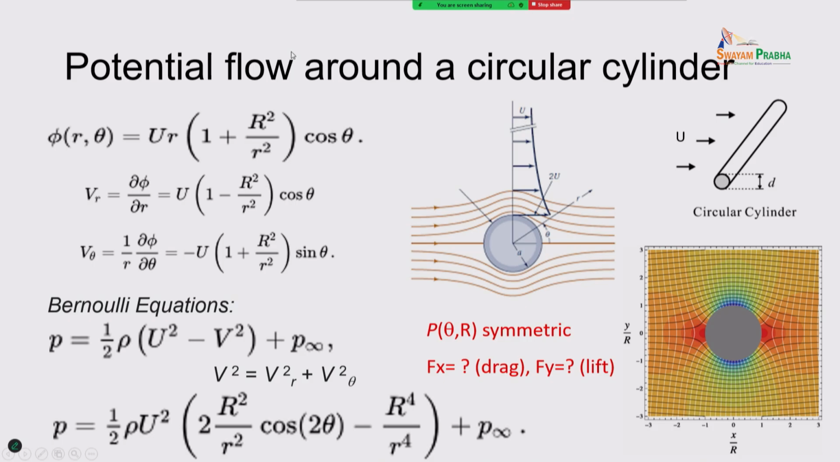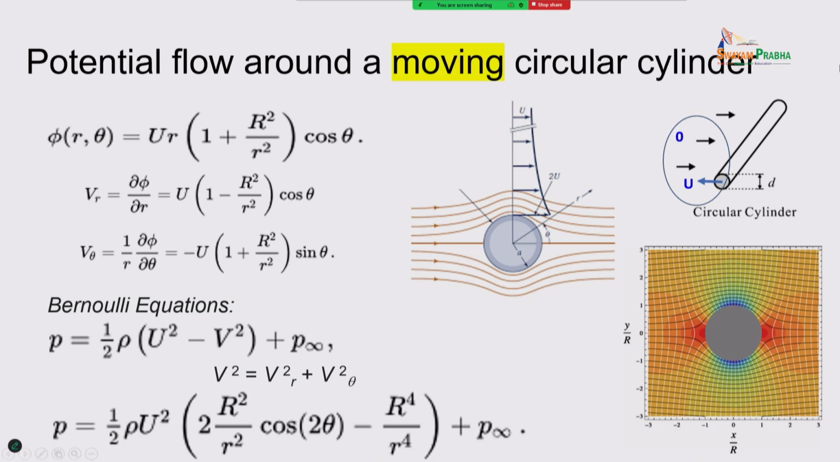Another thing is, now we have zero velocity of the flow but the cylinder is moving, right? You have a tank, and you may have a carriage moving the cylinder in still water. So for this type of system, what does it look like now?